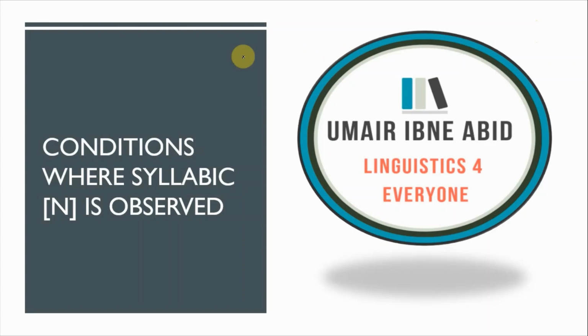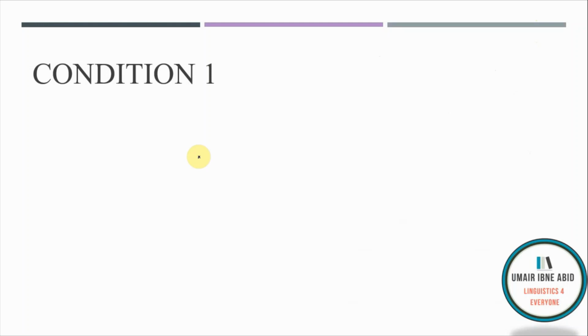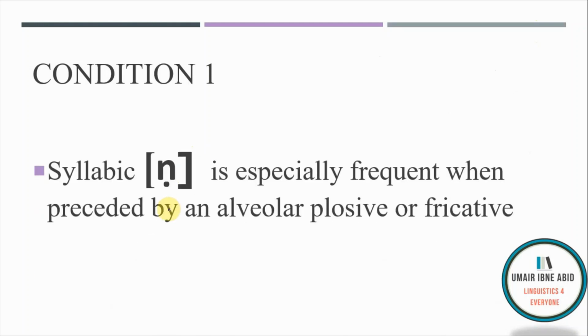So we are going to look at conditions where syllabic N is observed, meaning where syllabic N frequently occurs in some environments. Condition one is that syllabic N is especially frequent when preceded by an alveolar plosive or fricative. So this is the first condition: if an alveolar plosive or a fricative occurs before N, in this case N would possibly be a syllabic N.